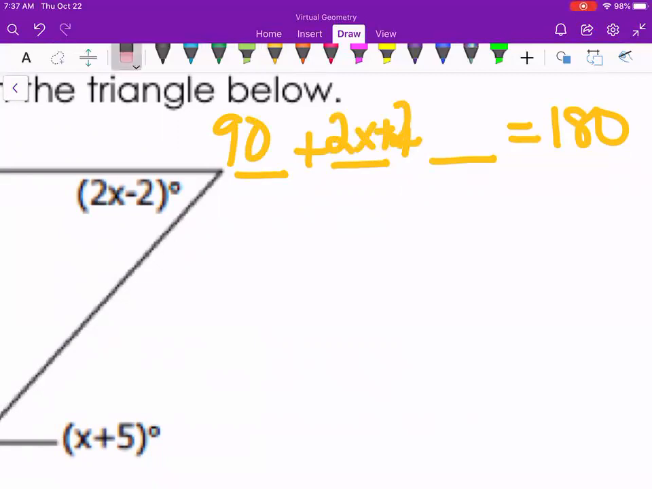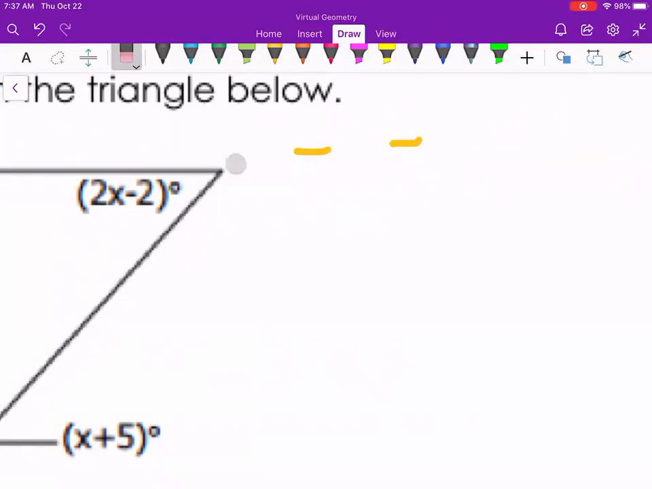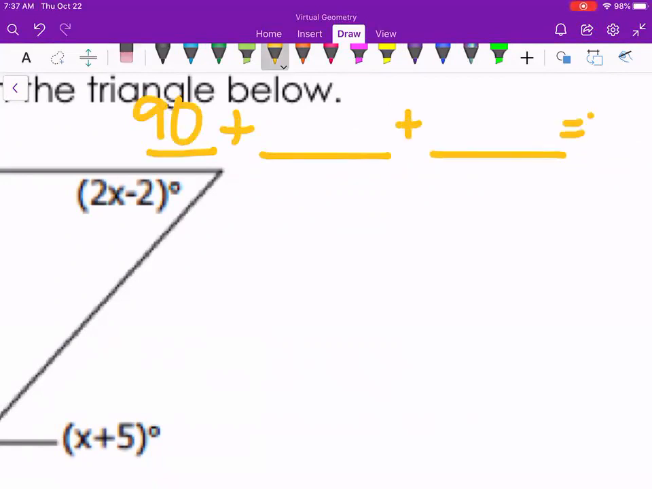Oops, sorry, I'm going to actually rewrite this because it's a little small there for that blank. So there's our 90 plus the second angle plus the third one for 180. All right, so we talked about the 90. My second angle can be the 2x minus 2. My third one, the x plus 5.